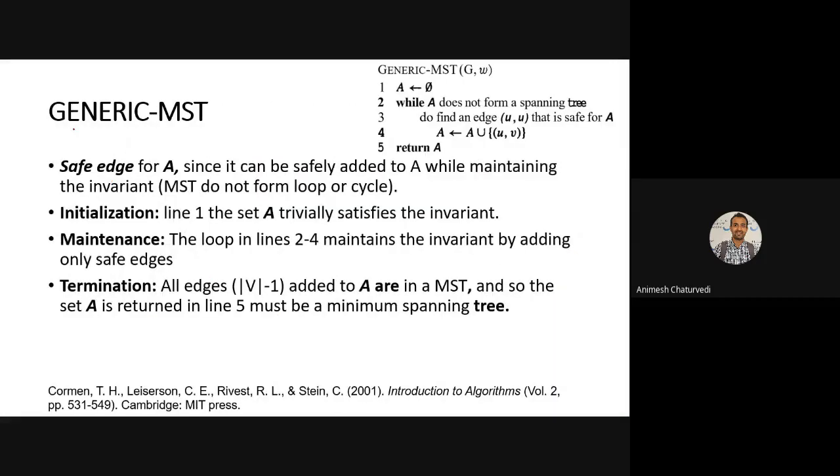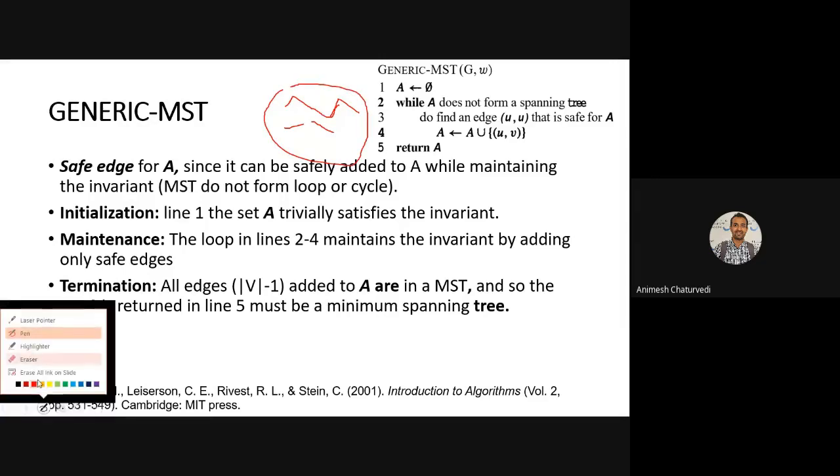Then we'll see the generic MST. In this generic MST, first we have to understand what is a safe edge for A. A is a structure, any structure that you can see, connected with each other in the graph. Means you have a graph and you have a structure, and you want to grow this structure more and more according to your convenience.